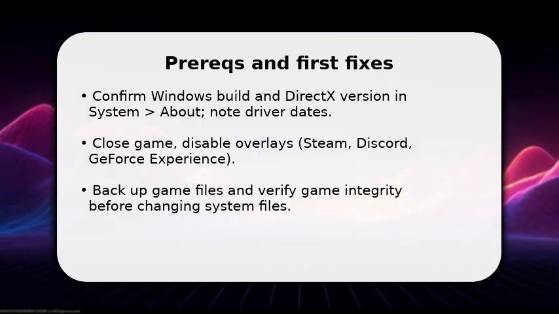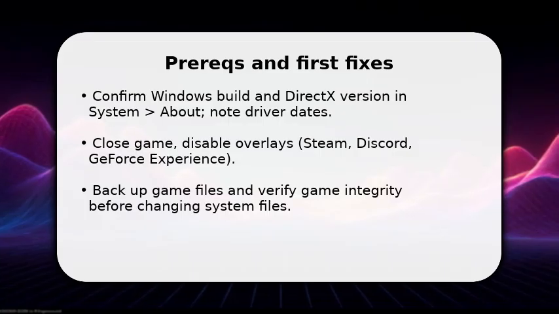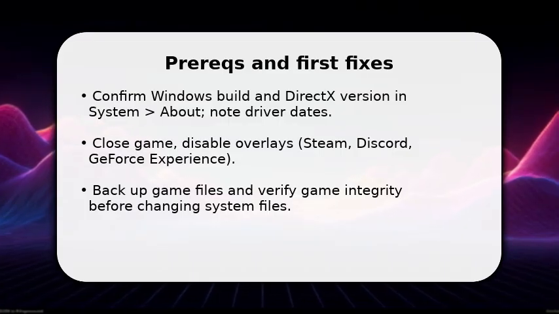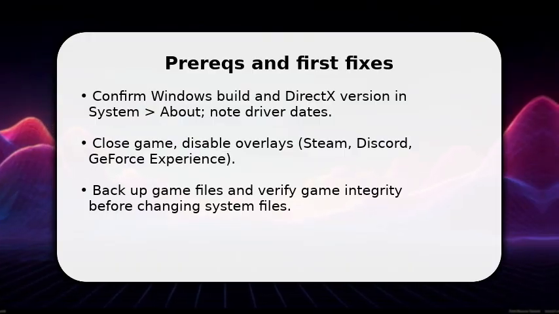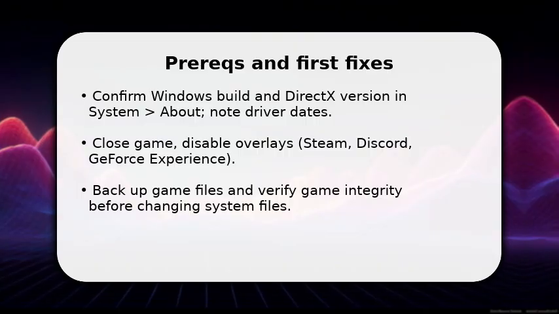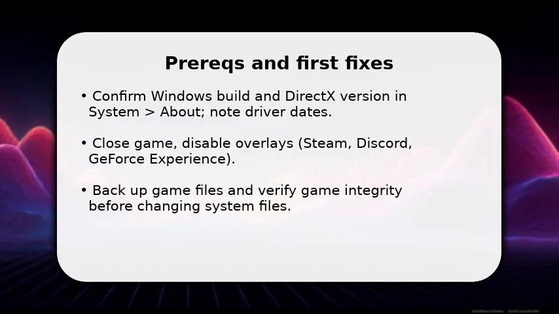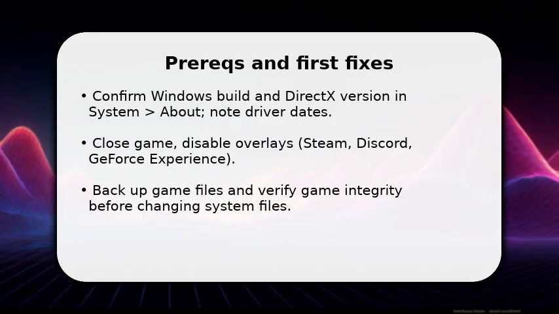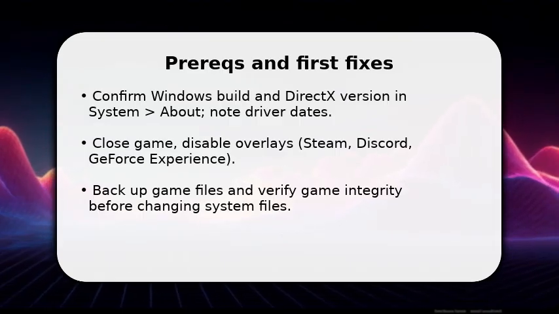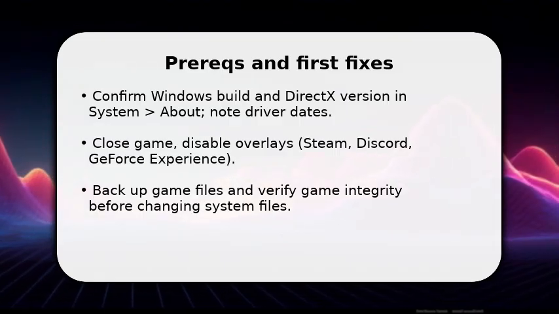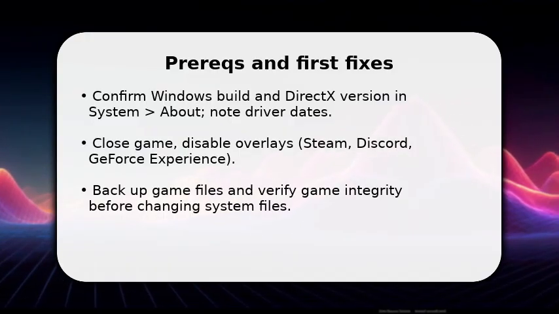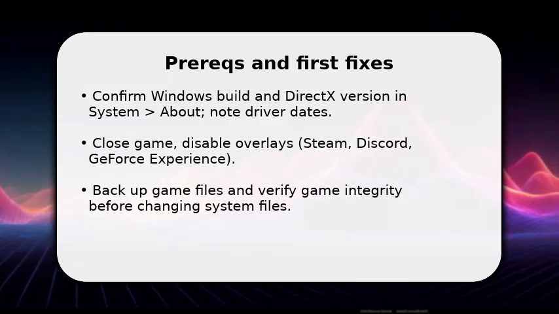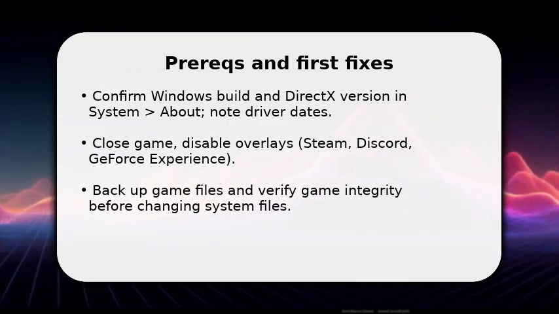You start by confirming Windows build and DirectX details so you know what target you have. This matters because mismatches cause initialization failures. Next, close the game and turn off overlays like Steam and Discord, since they inject DLLs that conflict. Once done, back up saved games and verify integrity through the launcher to restore corrupted files quickly. Make those checks now so later steps modify only clean files and drivers.